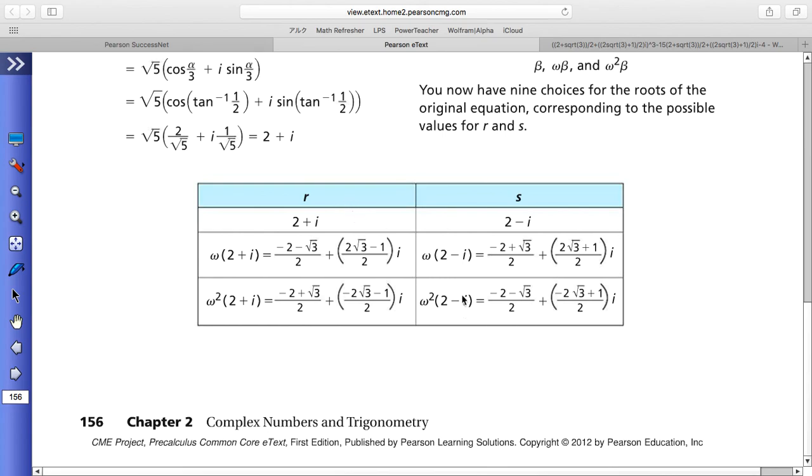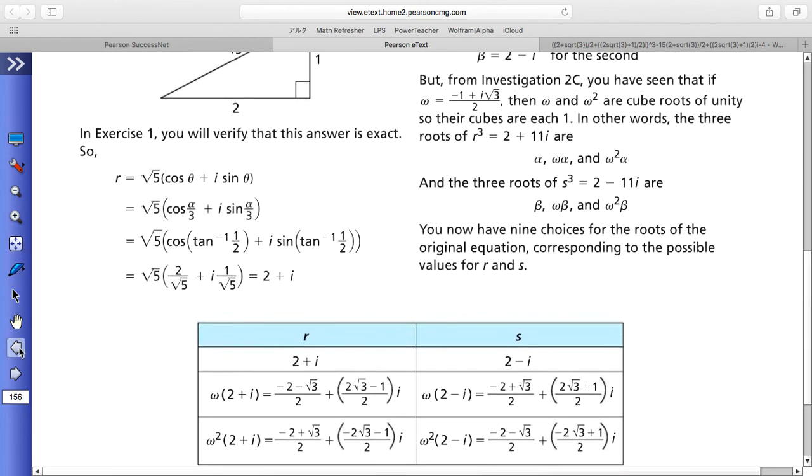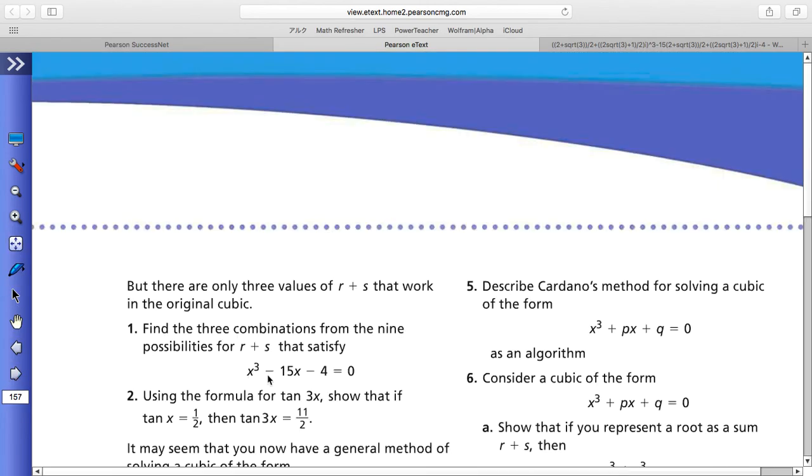Those are the combinations. Which combination gives us 0 after you plug the number into the equation, which is x cubed minus 15x minus 4 equals 0? That's problem number 1.